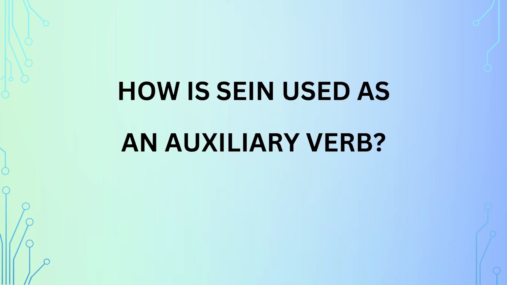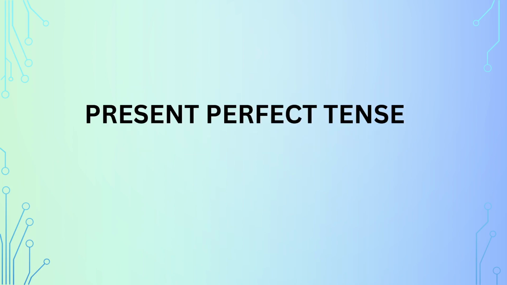Now let's see how sein can be used as an auxiliary verb. As an auxiliary verb, sein can be used in different ways. Firstly, it is used to form a present perfect tense. Now, what is a present perfect tense? It is a sentence used to express actions that have happened in the past and still have relevance in the present. It is constructed by combining the present tense form of sein and the past participle or the past perfect form of the main verb. So how is it constructed?